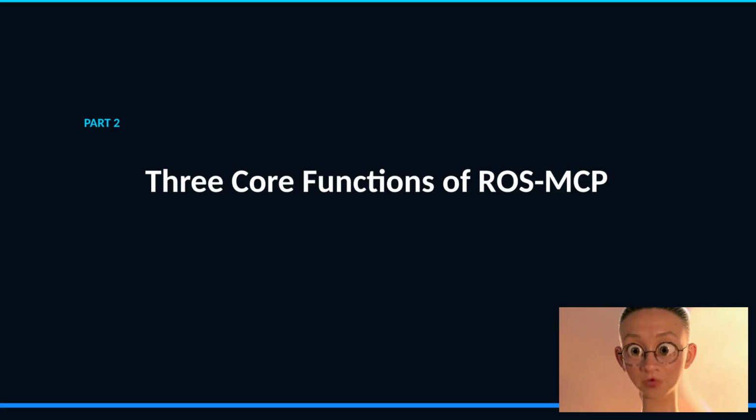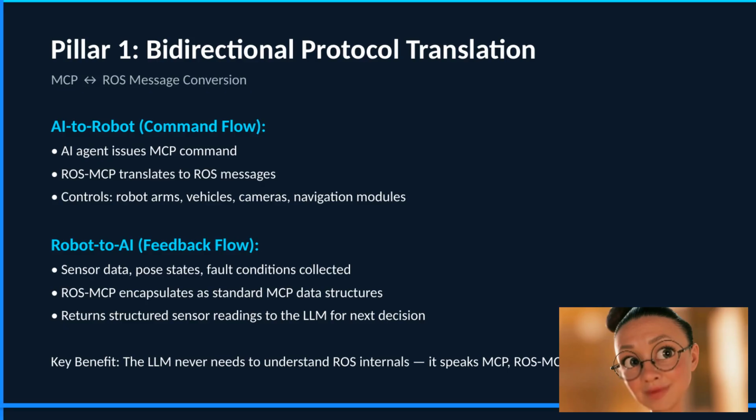Part 2, the three core functions of ROS MCP. Pillar 1 is bidirectional protocol translation. AI agents issue MCP commands which ROS MCP converts to ROS messages controlling robot arms, vehicles, and navigation. Sensor data flows back through the same pipeline to the LLM.